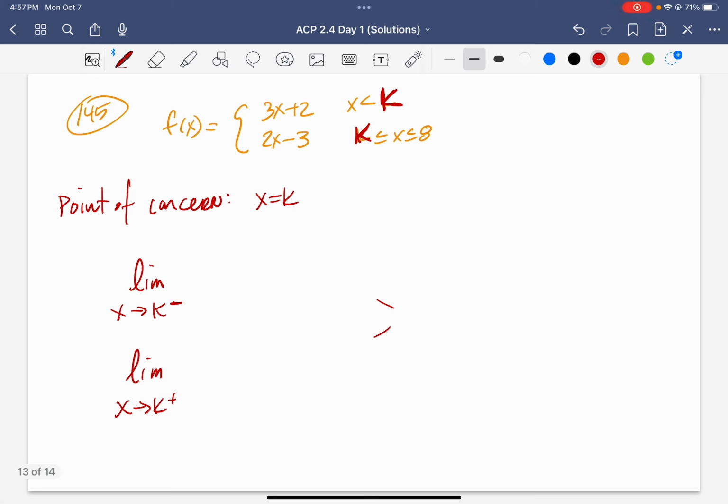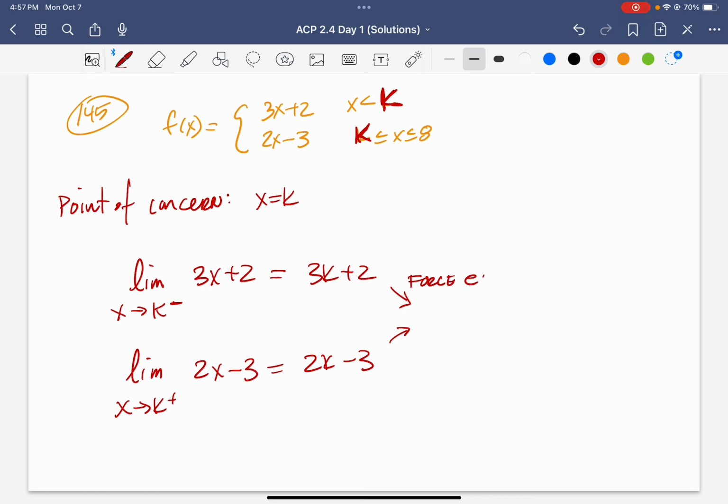So the limit from the left would use this piece. And the limit from the right is going to use this piece, right? And we need to force them to be equal. Well, if we come in from the left, this is going to give us 3k plus 2. If I put in k, this is going to be 2k minus 3. So force equality. If I force them to be equal, then this would have to be equal to this, which means k would have to be equal to negative 5. So if k is equal to negative 5, then these two would agree.